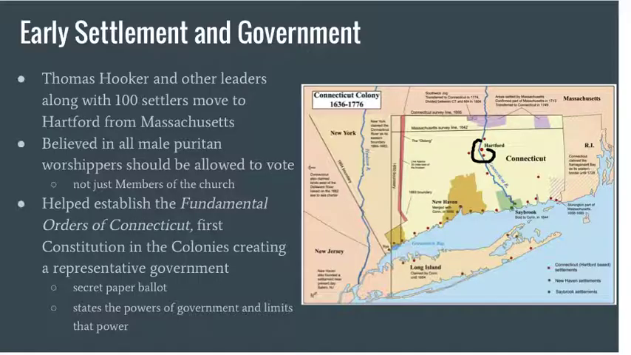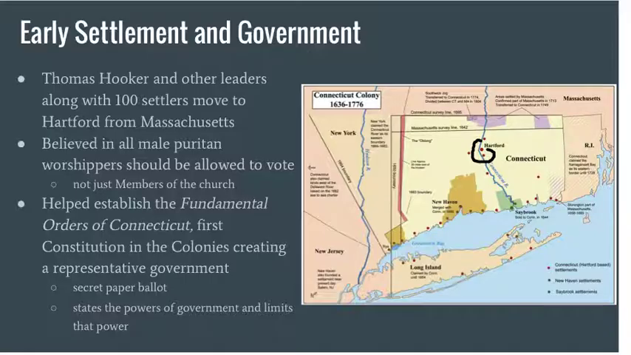These ideas help to establish what is known as the Fundamental Orders of Connecticut, which are the first constitution in the colonies that create a representative government. Some people even say that this is the first written constitution creating a representative government in the world. I guess there's a little bit of a disagreement on that, but it's certainly the first constitution in the colonies that creates a representative government.